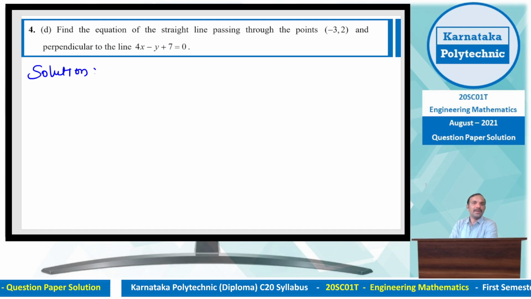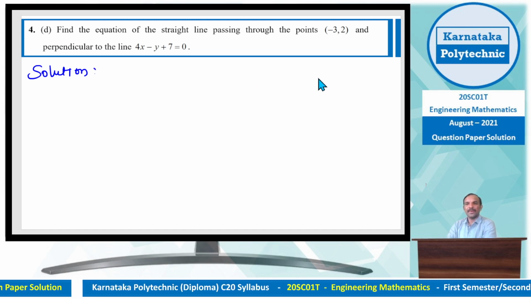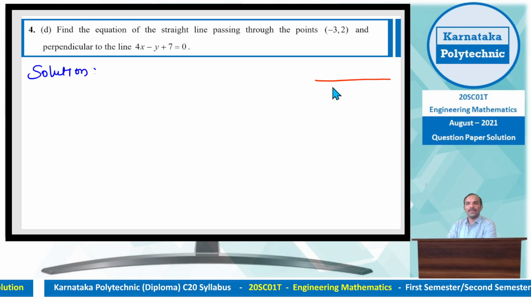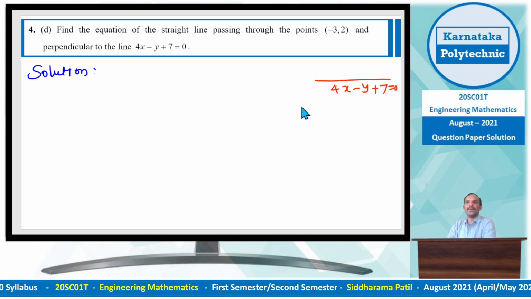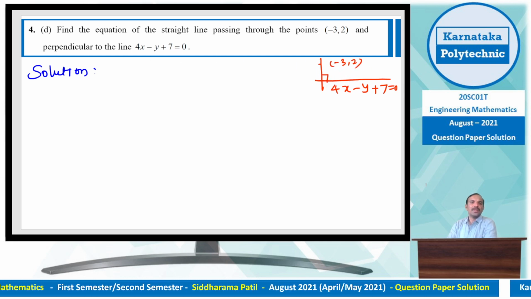The question is, they are given one line. What is that line? 4x minus y plus 7 equal to 0. It is the given line. You have to find out the line perpendicular to it passing through minus 3 comma 2. Now there are two methods to solve this question. Now we are going to see the first method.